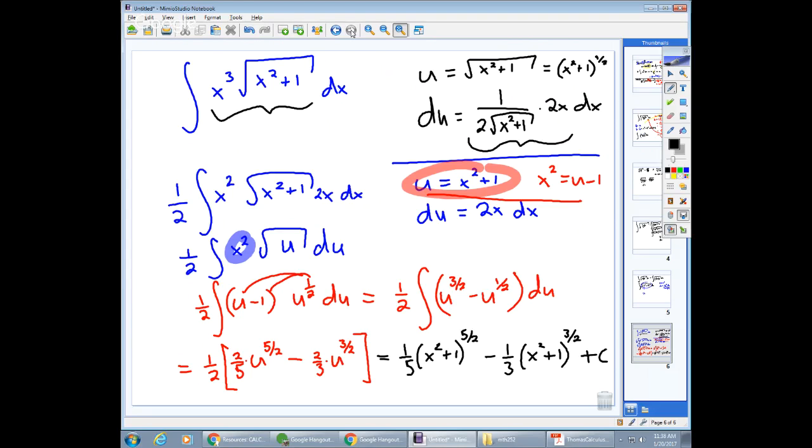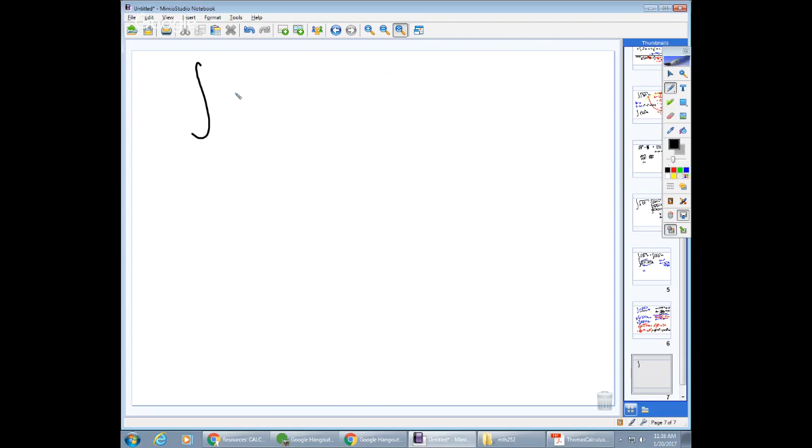How about, ooh, that's an interesting one. The integral of the cosine of x times e to the power sine of x dx. So what looks promising here?